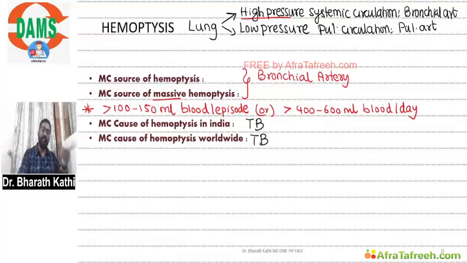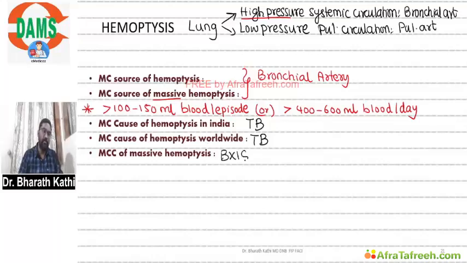But whenever a patient comes to you with massive hemoptysis, it can be bronchiectasis. Recent studies have shown that the most common cause of massive hemoptysis is ultimately bronchiectasis.